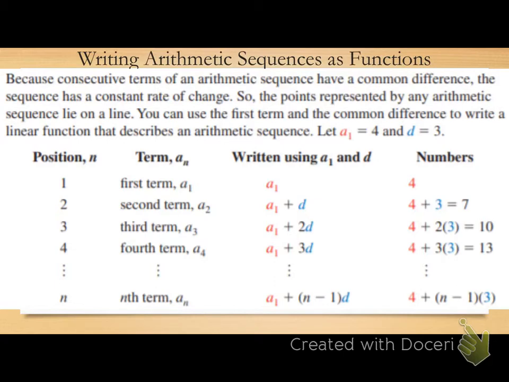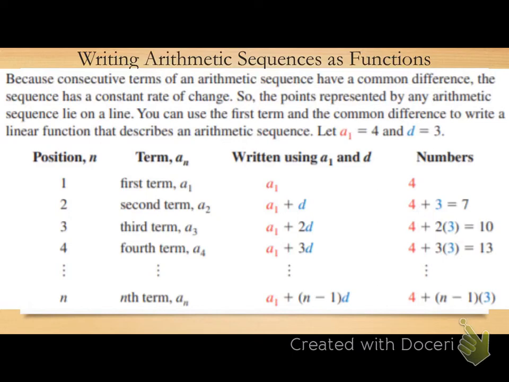Because consecutive terms of an arithmetic sequence have a common difference, the sequence has a constant rate of change like we just talked about. So, the points represented by any arithmetic sequence lie on a line. We also just talked about that. You can use the first term and the common difference to write a linear function that describes an arithmetic sequence. So they give us a little example.